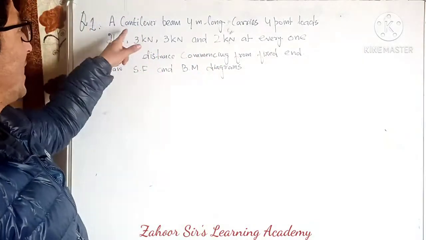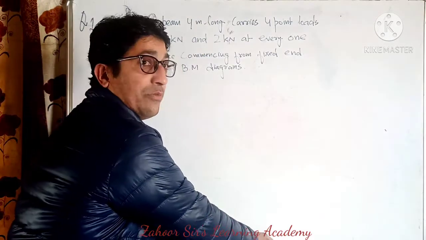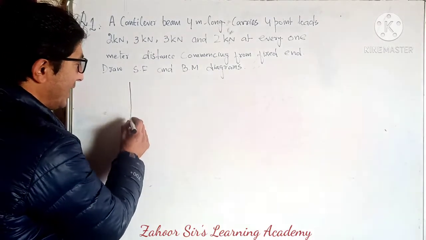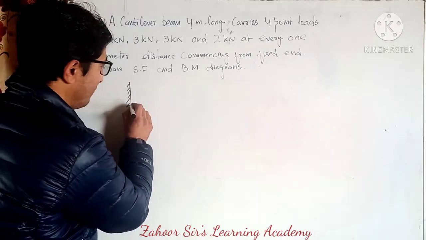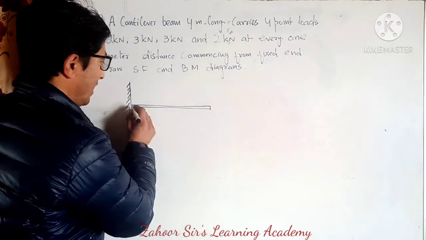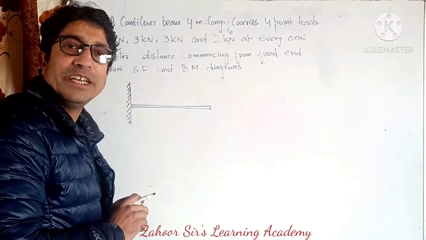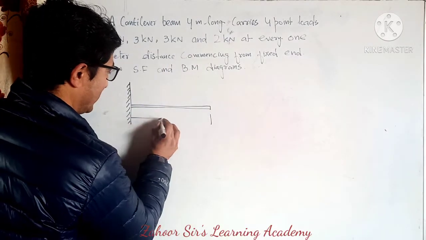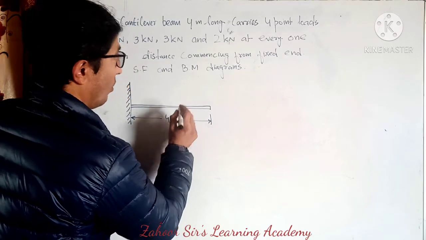So the question is: a cantilever beam 4 meter long. First, what we got from the question is that it's a cantilever beam, so we will draw a loading diagram. A cantilever beam is one whose one end is fixed and the other end is free, which I explained in the last class. And it's 4 meter long, so the length of this beam is 4 meter.